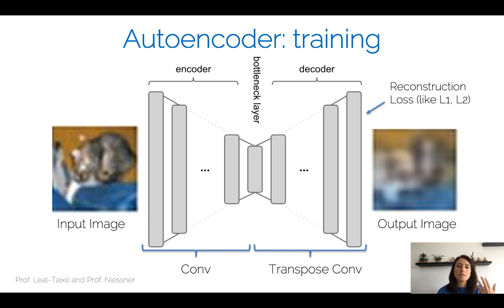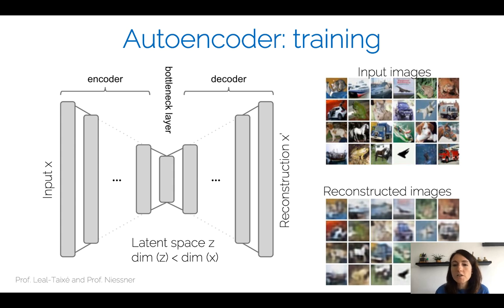So you can imagine this operation as being just a reconstruction operation. So we get an image at the input, we compress it all the way to the bottleneck layer, and then we try to reconstruct the exact same image at the output with our decoder. Now, of course, what we can see here is that we don't need any labels to perform this, because the reconstruction loss is just an L1 loss or an L2 loss on the input image. So we don't need any extra label here.